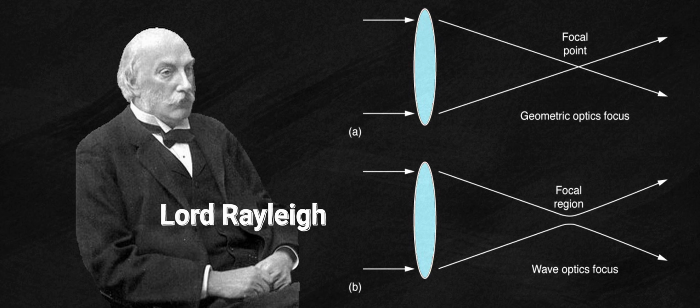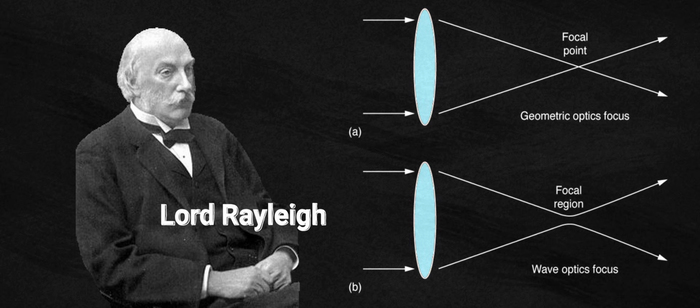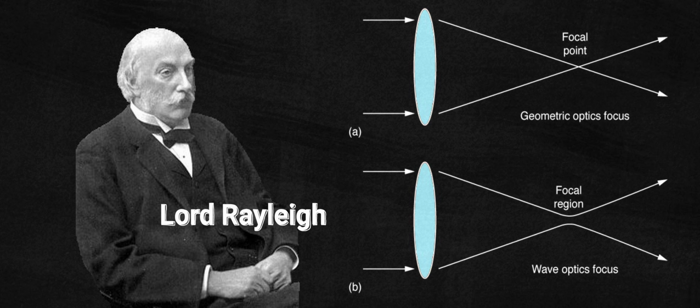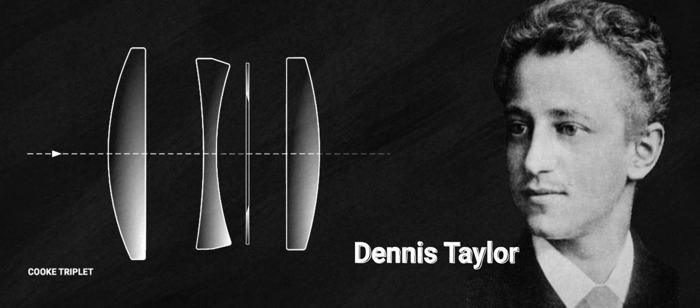To make matters worse, before the turn of the century, two dudes, Lord Rayleigh, the same one who outlined the Rayleigh criterion, the proof that any lens has a limit to how much detail it can resolve, and Dennis Taylor, yes, the designer of the Cooke triplet lens. They both noticed something related to the matter.